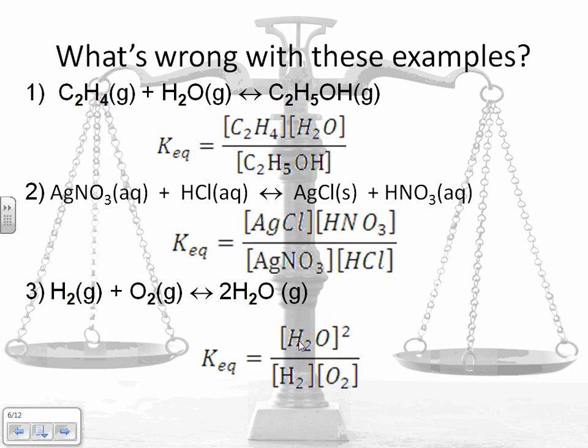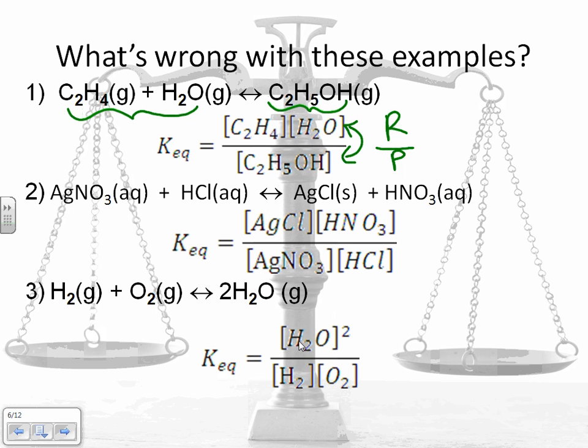So the first one, the mistake that I made was I wrote reactants over products. I'm going through these because these are very common mistakes. So I used my concentration of my reactants on the top and my products on the bottom. So I should basically be flipping those two.